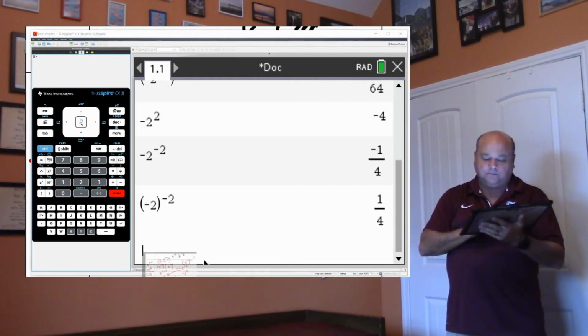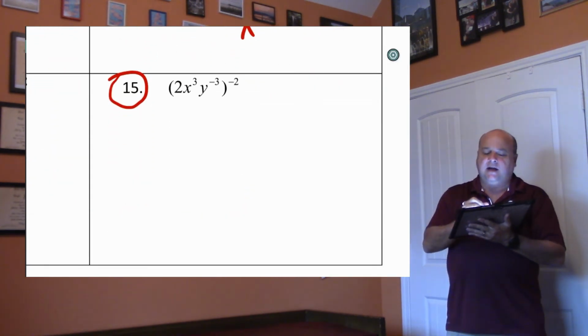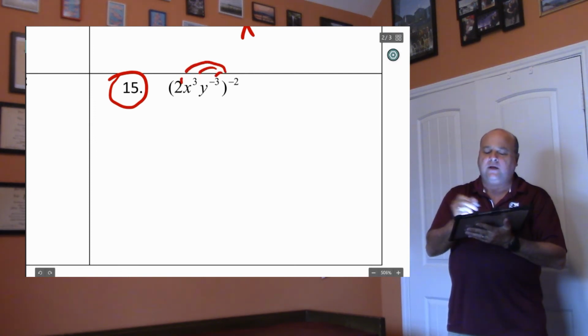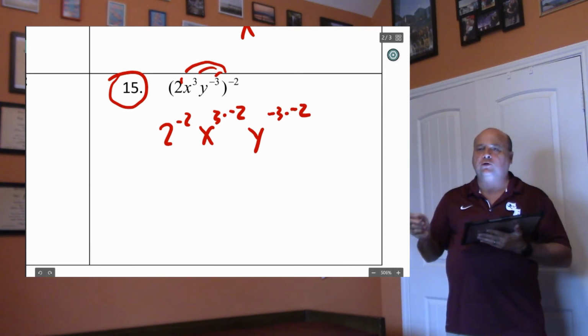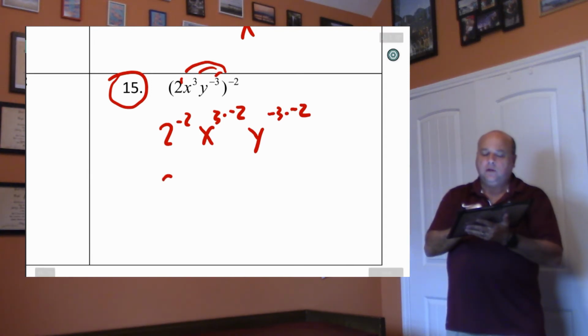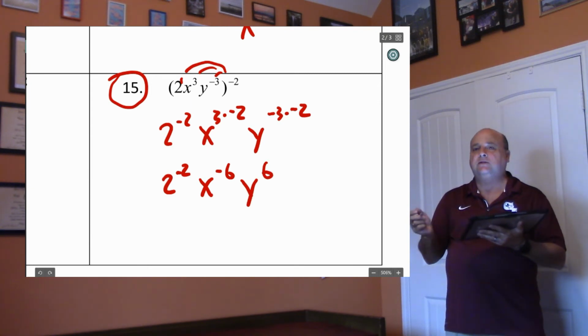Let's keep going. Okay. Number 15. So this -2, notice there's no negative here. That -2 is going to go to the 2, the 3, and the -3. So I'm going to do 2 to the -2, x to the 3 times -2, y to the -3 times -2. Now then I'm going to multiply. 2 to the -2, x to the -6, y to the 6.